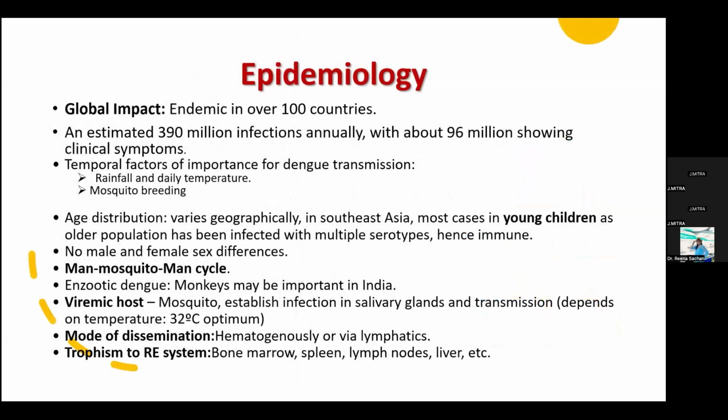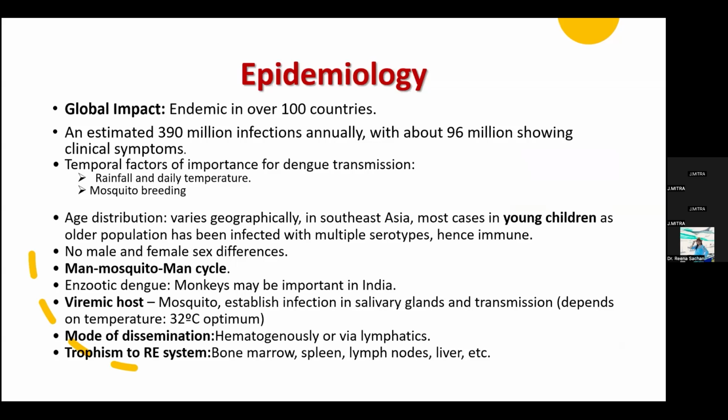Epidemiologically, it involves over 100 countries, and the estimated burden is more than 390 million infections annually, with about 96 million cases showing clinical symptoms. These are associated with rainfall and temperature. Near about 30 to 35 degrees of temperature seen during the rainy season is an important cause. Another important cause is mosquito breeding sites.